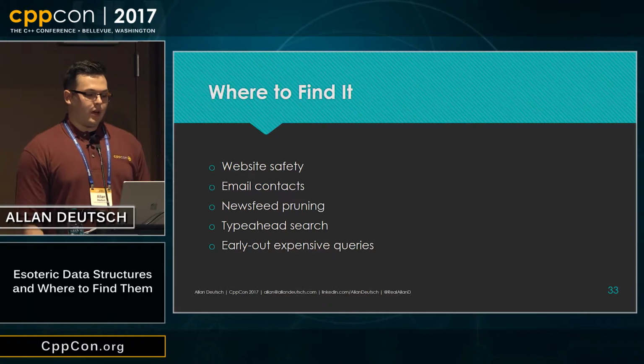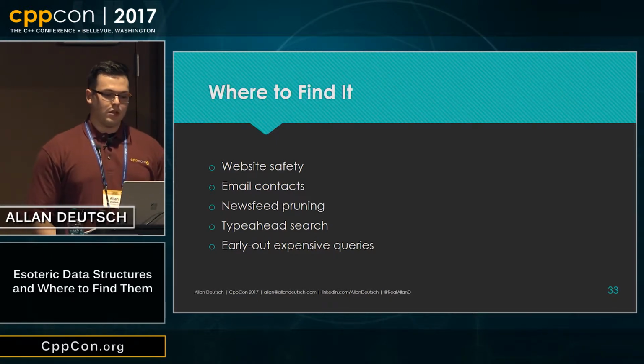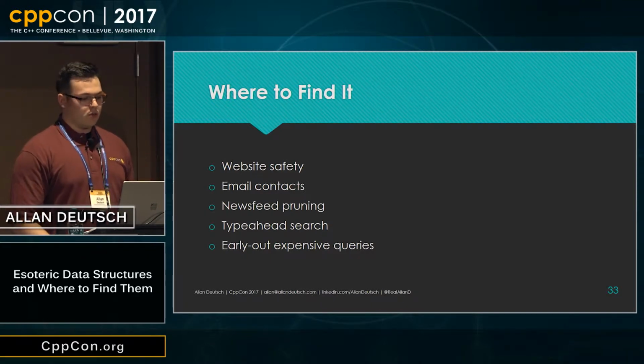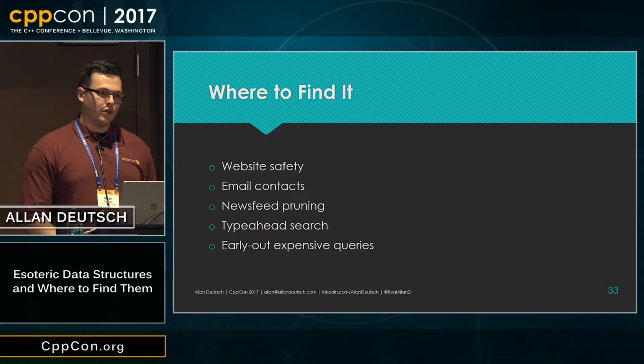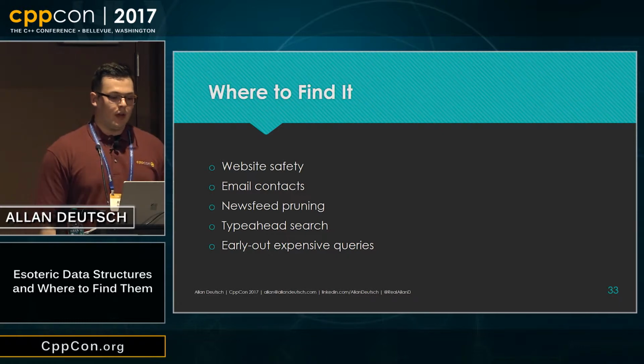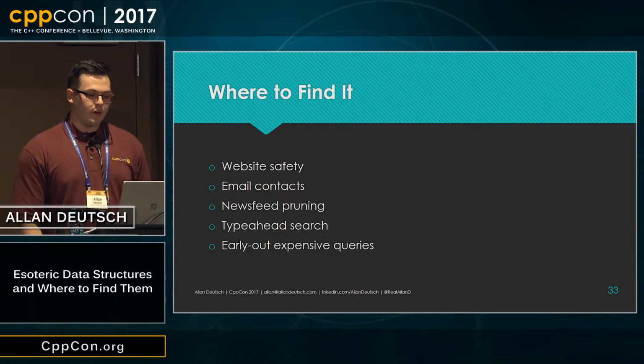So the places you can find a Bloom filter are in things like website safety, email contacts lists, newsfeed pruning, type-ahead search for looking for your friends on like Facebook, and even as an early out for expensive queries.